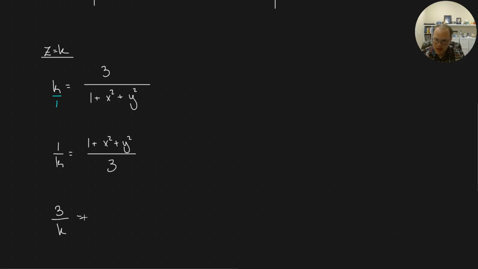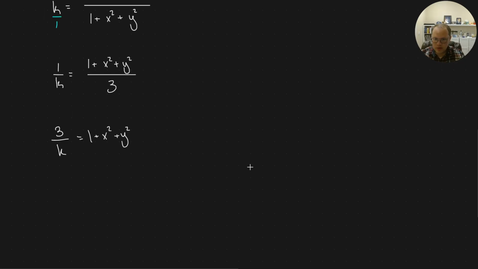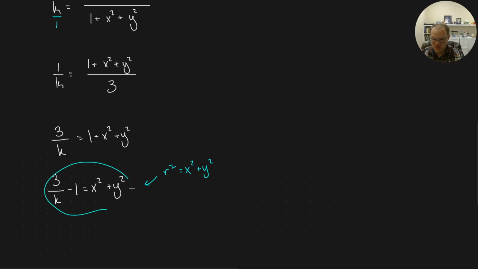That's 3 over k equals 1 plus x squared plus y squared. Now this is starting to look good. I've got the x squared plus y squared, and they're in the numerator. Let's move that 1 to the other side. 3 over k minus 1 equals x squared plus y squared. Okay, and now this looks a lot like x squared plus y squared equals r squared, where this is the r squared, right? So this has the structure of a circle.